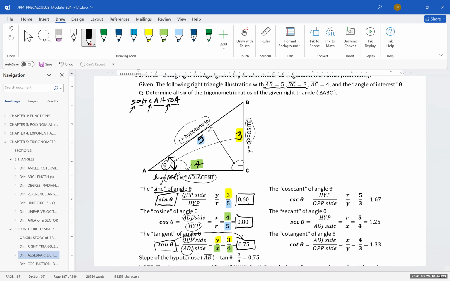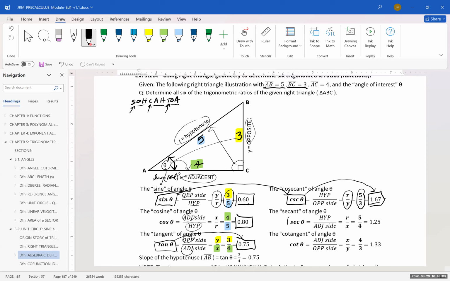Now let's look at the reciprocal trig functions. Cosecant is the reciprocal of sine. So we take y over r, 3/5, and just flip it. The reciprocal of 3/5 is 5/3, or 1.67. So 1.67 is the cosecant of our angle of interest.